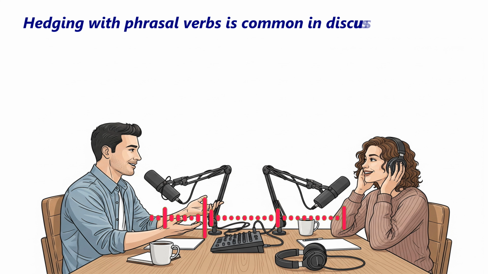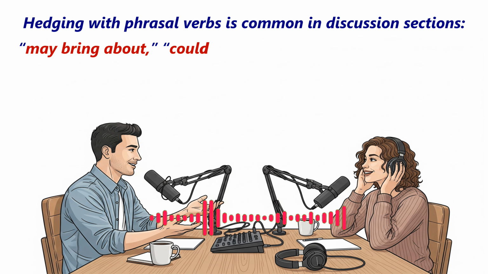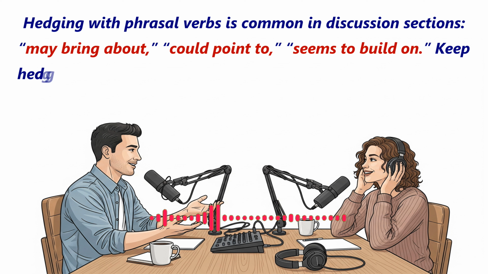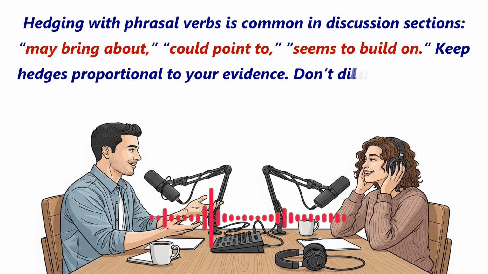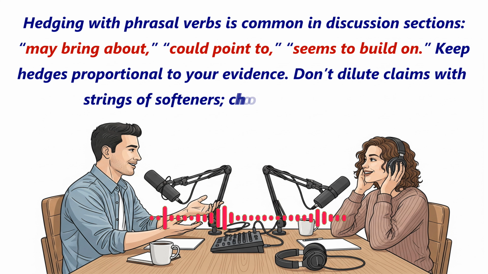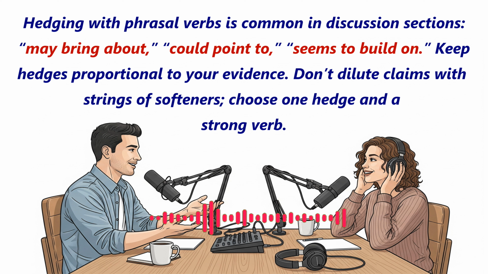Hedging with phrasal verbs is common in discussion sections. May bring about, could point to, seems to build on. Keep hedges proportional to your evidence. Don't dilute claims with strings of softeners. Choose one hedge and a strong verb.